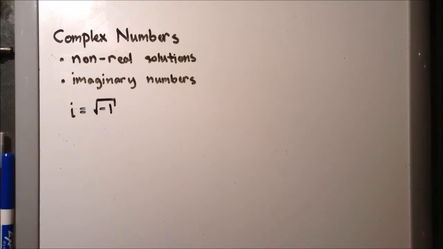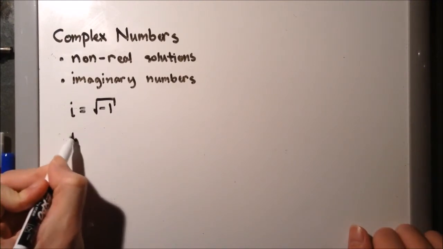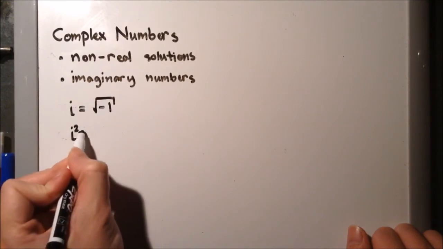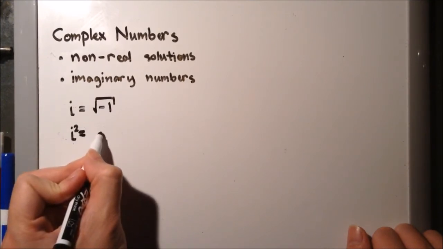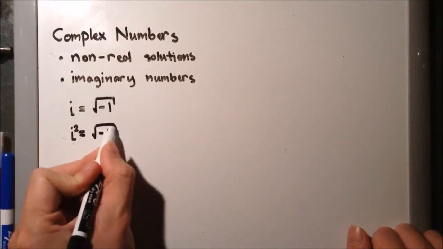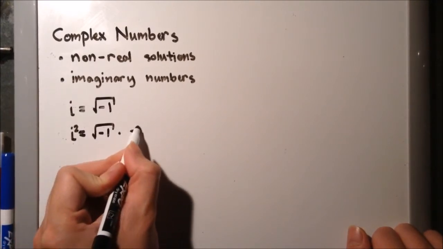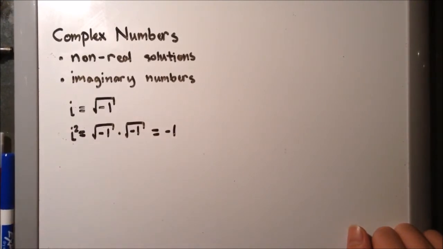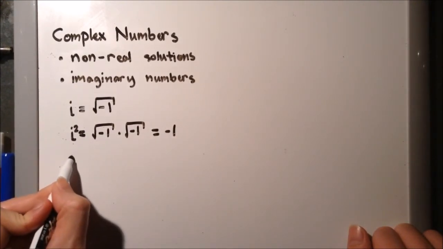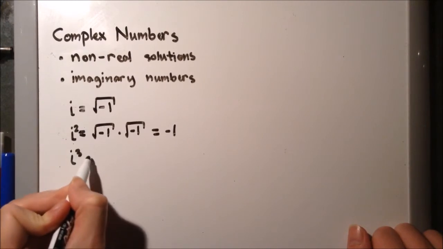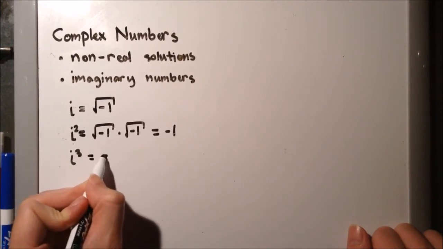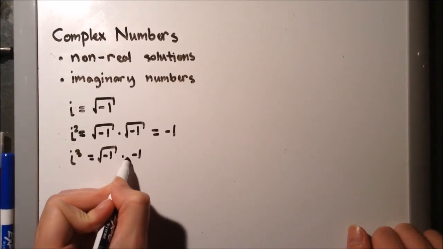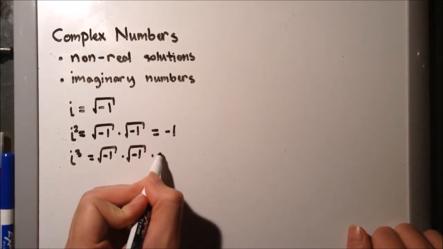And then there are actually three more. When it's i squared, it basically means the square root of negative 1 times the square root of negative 1, which is negative 1. When it's i to the third power, it's the square root of negative 1 times the square root of negative 1 times the square root of negative 1.